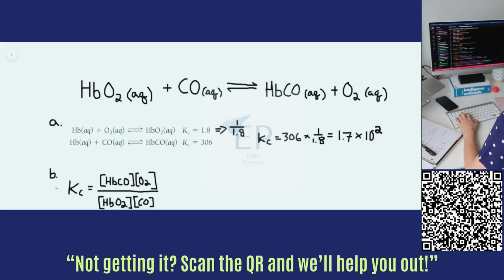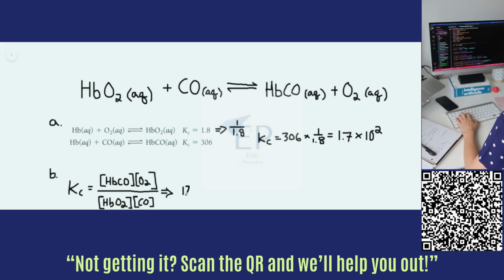So if this is the equilibrium constant for this reaction, we know the equilibrium constant because we just calculated it here. So Kc is 170. And we know the concentration of O2 and CO from the question. It tells us that it's 20% O2 and 0.1% CO. And if we plug those in, we can simply get this ratio by itself, which is what it asked for. It asked for the ratio of HbCO to HbO2. So let's quickly put all of those numbers in.